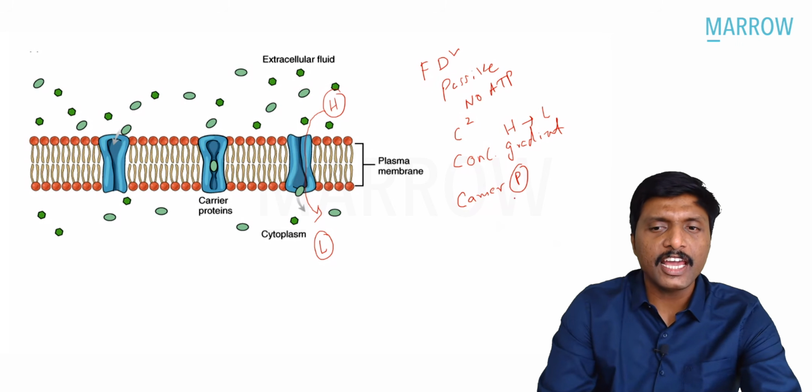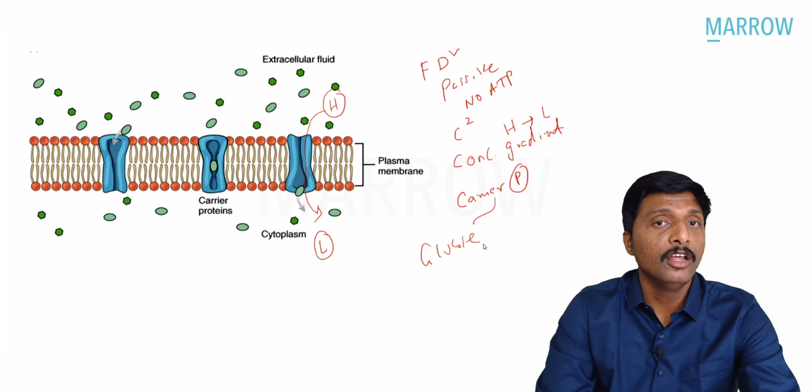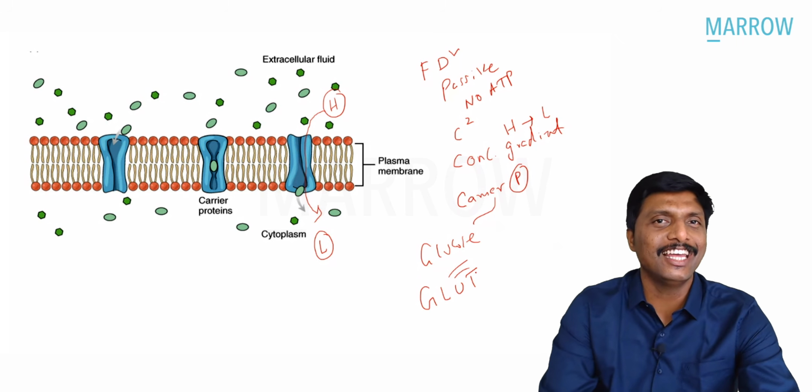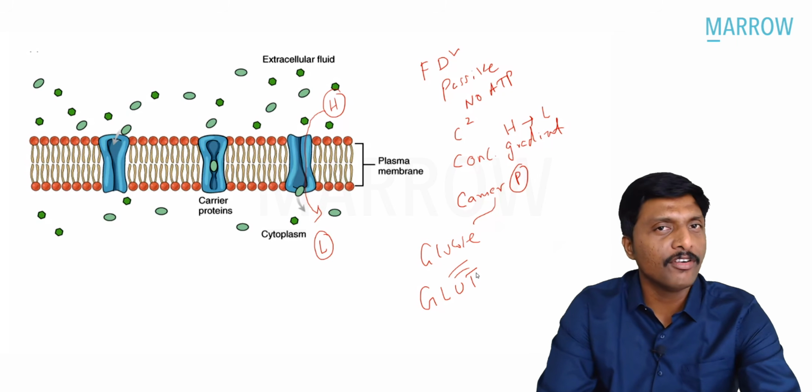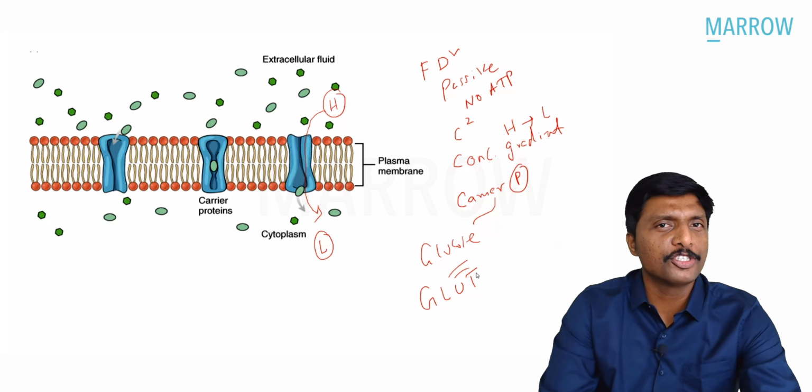Now, these carrier proteins are important for two substances. First, exclusively, is glucose. Never forget for your life. Remember this point. Glucose needs a carrier protein for facilitated diffusion, and that is our glucose transporter, GLUT. G-L-U-T. GLUT is the facilitated diffusion carrier protein for glucose. Remember this GLUT. Never forget for a lifetime. Definitely a question will come. Every single exam will have a question from glucose transporters.